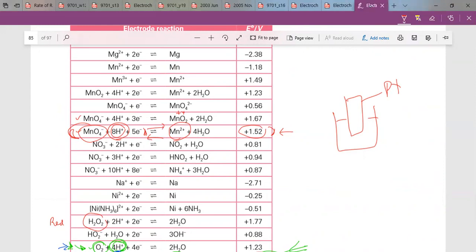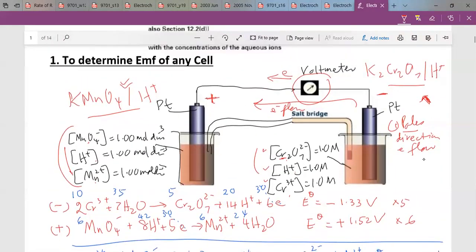So in this case, what is it going to behave like? We know that this system is more positive, KMnO4. So it'll be positive and here's negative. So the electrons are going to flow here, right? In this case, your dichromate is going to be undergoing what? Undergoing oxidation. Sorry, reduction. No, oxidation. It acts as a reducing agent, an electron donor. You can mix up easily.